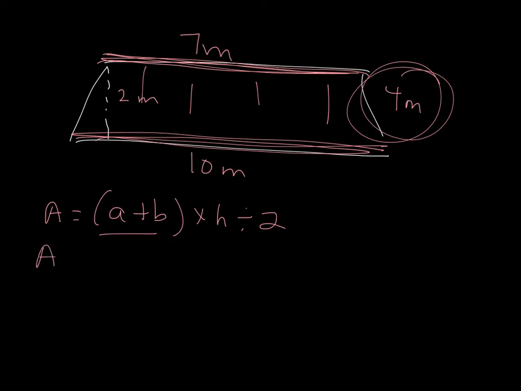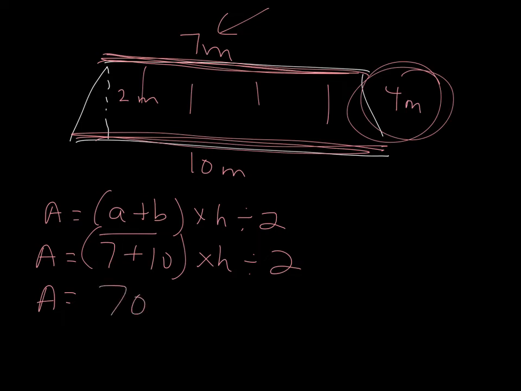So again, A equals, side A is 7 plus side B is 10, times height divided by 2. I like to break the formula down like this. Don't do it all in one step, because if you make an error in the calculation, if you do it step by step like this, it's very easy for me to see where you went wrong, and then I can give you part marks. 7 plus 10 is 70 times height divided by 2. Sorry, not 70, it's 17. See how easy it is to make these mistakes, eh?